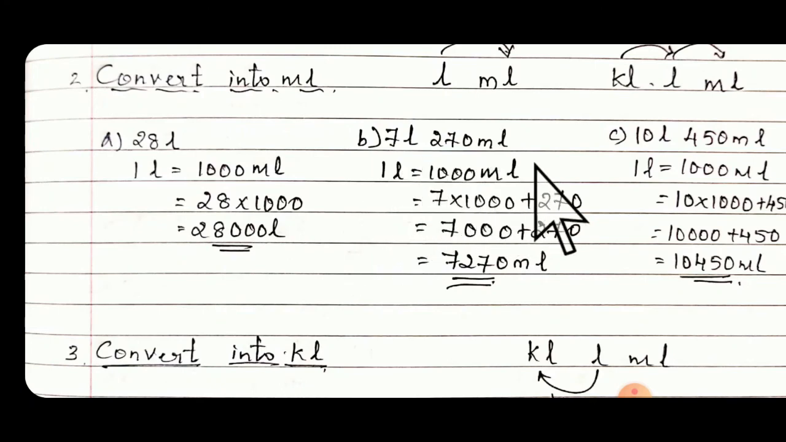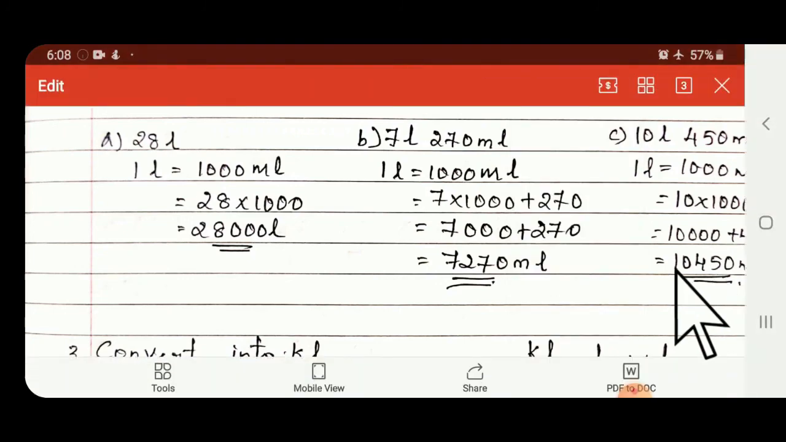7 liter, 270 ml. So 7 gets multiplied by 1000 plus 270. So 7000 plus 270, if you add, you will get 7270 ml. Similarly, 10 liter, 450 milliliter. 1 liter is equal to 1000 milliliter. 10 gets multiplied by 1000 plus 450, it becomes 10450 ml.